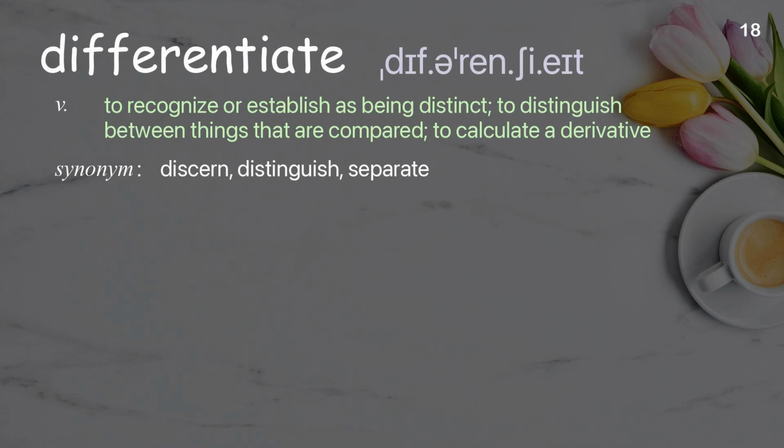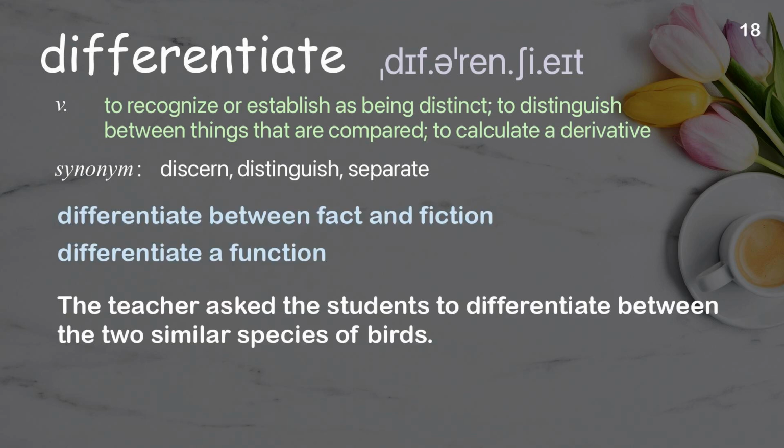Differentiate. To recognize or establish as being distinct, to distinguish between things that are compared, to calculate a derivative. Examples: Differentiate between fact and fiction. Differentiate a function. The teacher asked the students to differentiate between the two similar species of birds.